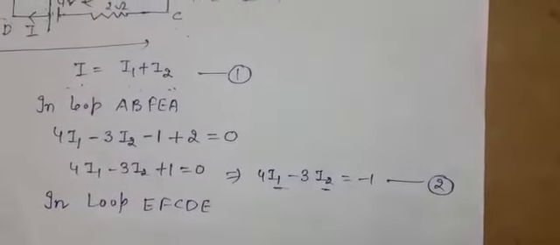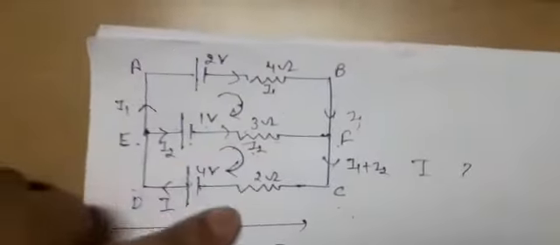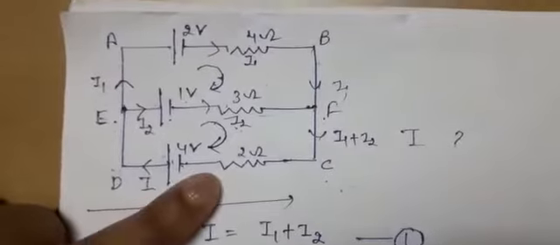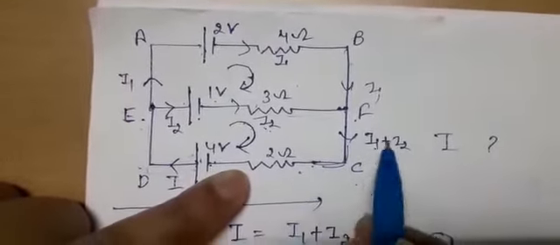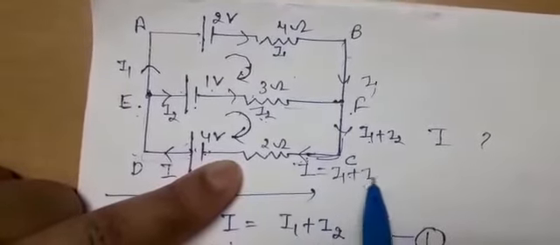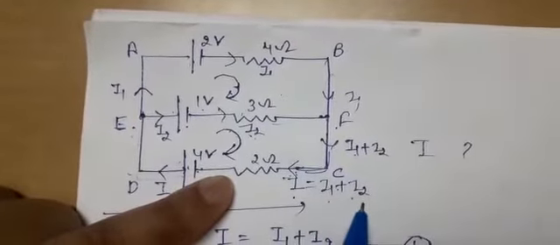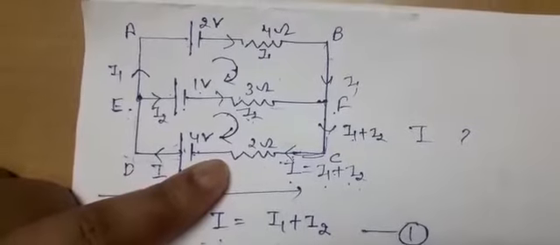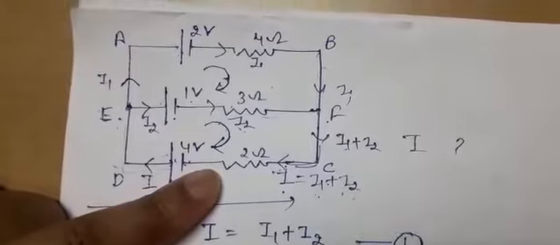Again, the potential drop across the 3 ohm resistor will be positive, I2 into 3. Then plus, here you can see the current I1 plus I2 is coming, that means the total current is I1 plus I2. You can write it as I or I1 plus I2, one and the same thing. If you write I, you have to substitute its value later in the next step, or you can write it in the first step. So it will be 2 into (I1 plus I2).